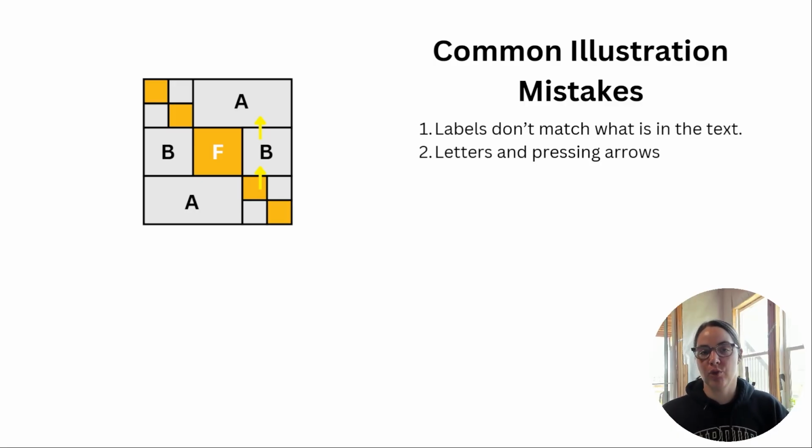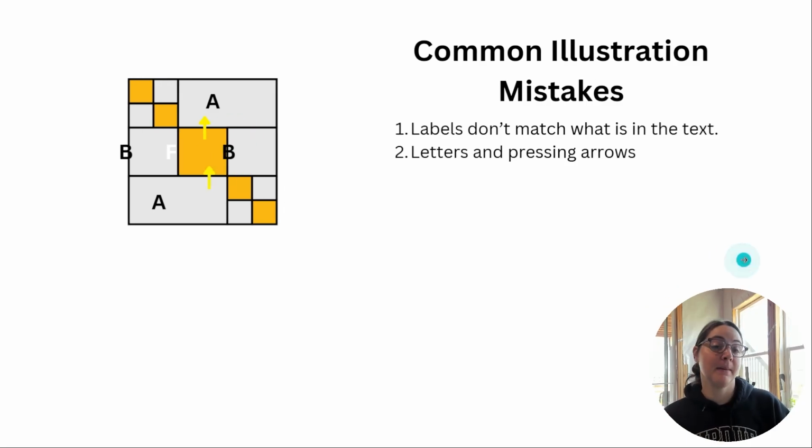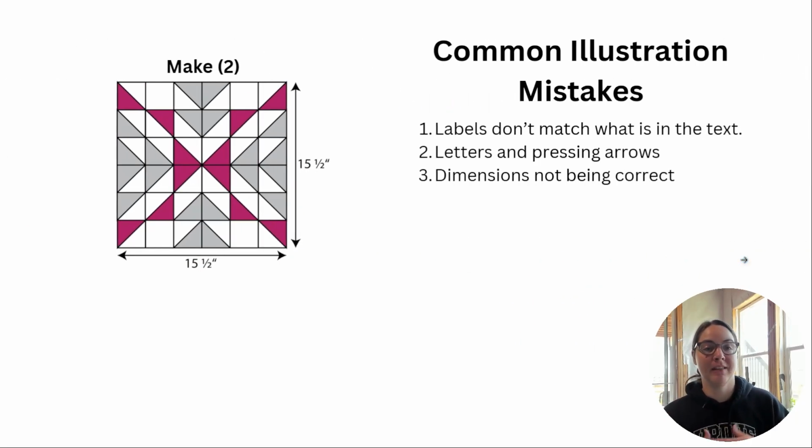So just skimming through your pattern and checking for these things, making sure you can see all of those important markings on the diagram is another really common mistake that I catch when I'm tech editing. Mistake number three is not having the dimensions be correct on the diagram. So for instance, if you've got text that says that this should be an 18-inch block, 18.5 by 18.5, right? And then on the diagram, you show it being 15.5 by 15.5.